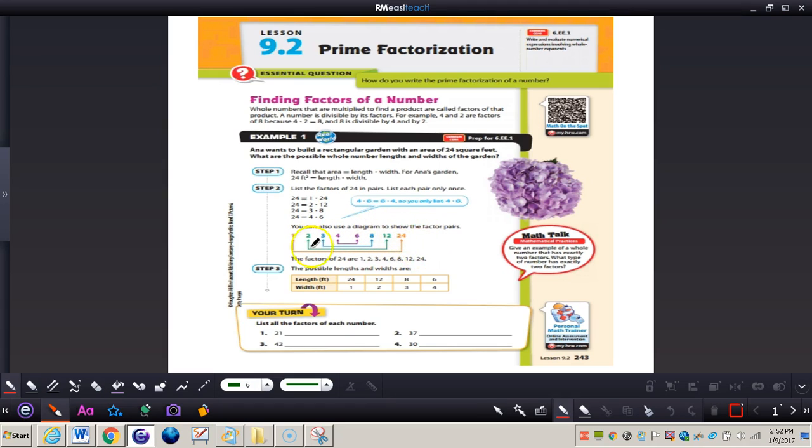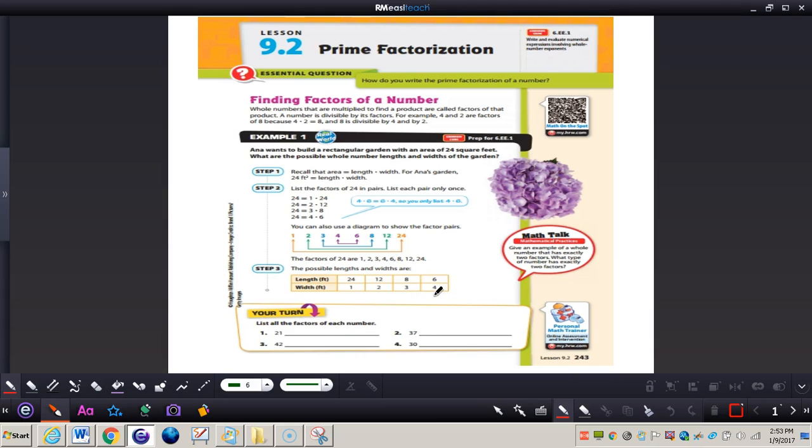use a diagram to show the factor pairs. So this is kind of what we've been doing. 1 times 24, 2 times 12, 3 times 8. Whenever the left-hand side of the numbers joins in with the right-hand side of the numbers as far as order, you know you're almost finished with all the factors. So the only one left would be 5. And we know 5 times a number does not equal 24. So we know we're finished with all the factors. So we can see the factors are 1, 2, 3, 4, 6, 8, 12, and 24. Those are all the numbers that can be multiplied by another number to get the product of 24. So from here, we can list the possible lengths and widths. So 24 by 1, 12 by 2, 8 by 3, 6 by 4.